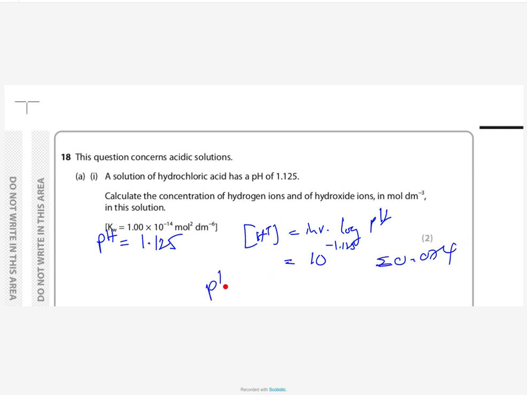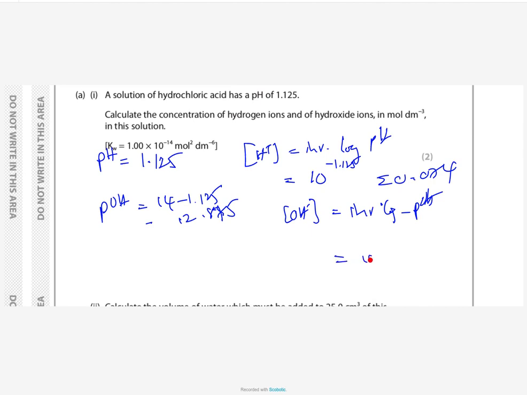So that is the H plus concentration you can find now. So pOH, likewise, 14 minus 1.125 is 12.875. You can find the OH concentration as well. Inverse log minus pOH. Don't forget the minus sign. So 10 to the power minus 12.875, that is 10 to the minus 13 mole per decimeter cube. Got it? So that is the H plus and the OH minus concentrations.